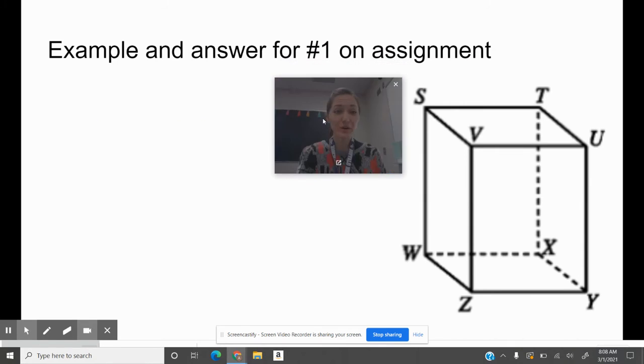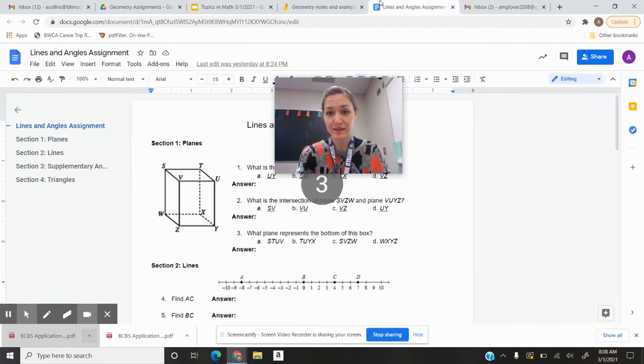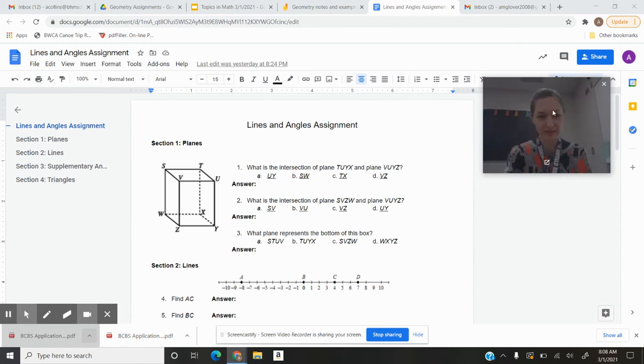All right, we're going to go over an example of planes and intersections and stuff like that, and it'll help you with question number 1 on your assignment, planes, lines, and angles, the one that looks like this. So you'll notice that we have the exact same square that was on the slide, and we're going to go over this first one as an example so you get some free answers and so you know how to do 2 and 3 independently.